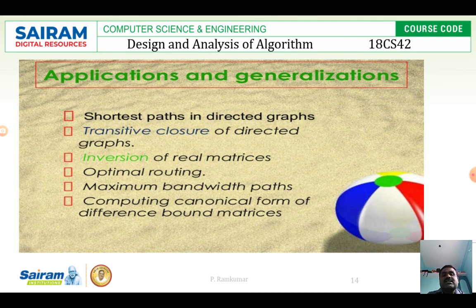Then the applications of Floyd's algorithm are: shortest path in a directed graph and transitive closure of a directed graph. Then inversion of real matrices, optimal routing, maximum bandwidth paths, and computing canonical form of difference bound matrices. This is all about Floyd's algorithm. Thank you.